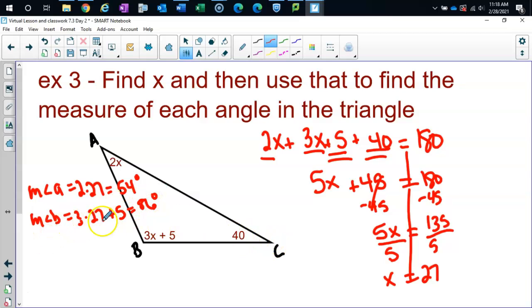And we don't need to find the measure of angle C because they gave that to us. It's 40. Now, how can I check to see if I'm right? Well, 54 plus 86 plus 40 does add up to 180. So you know you're right.